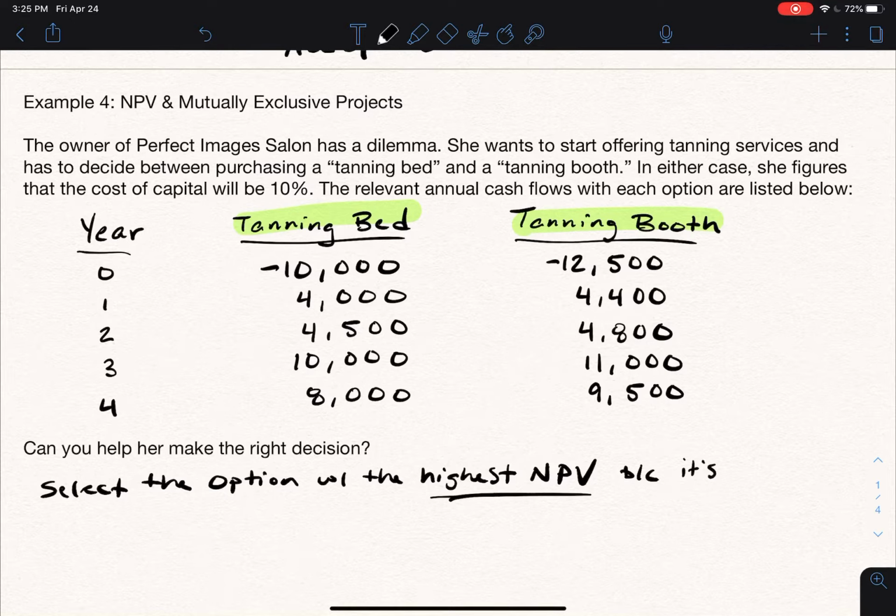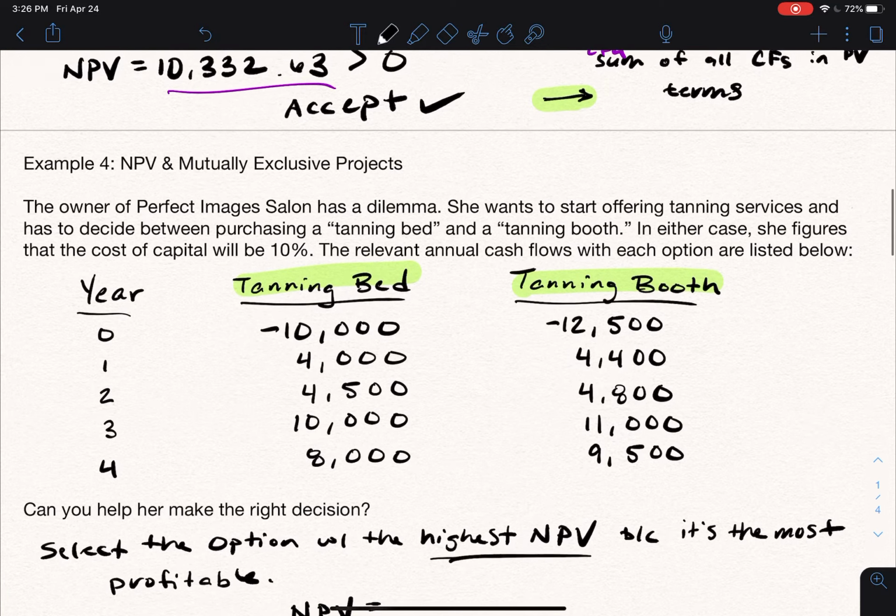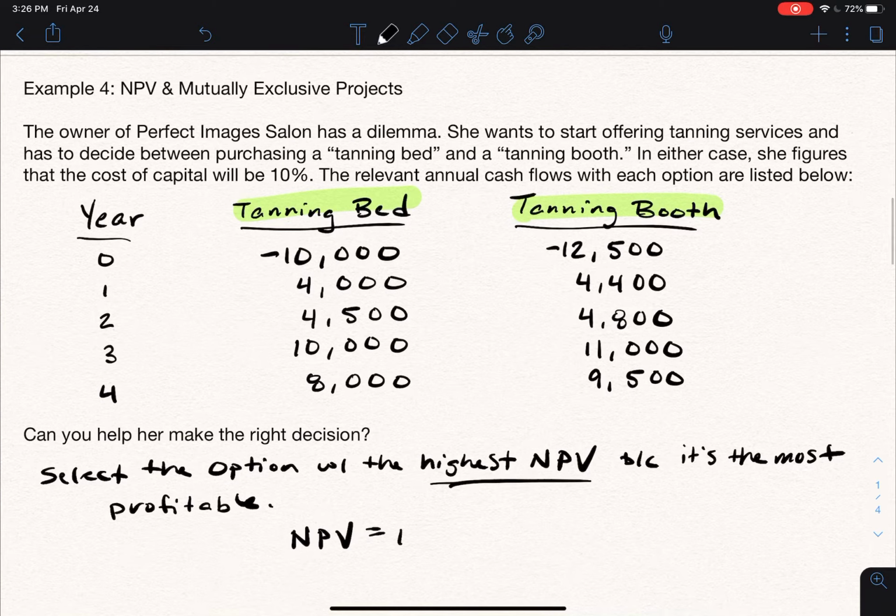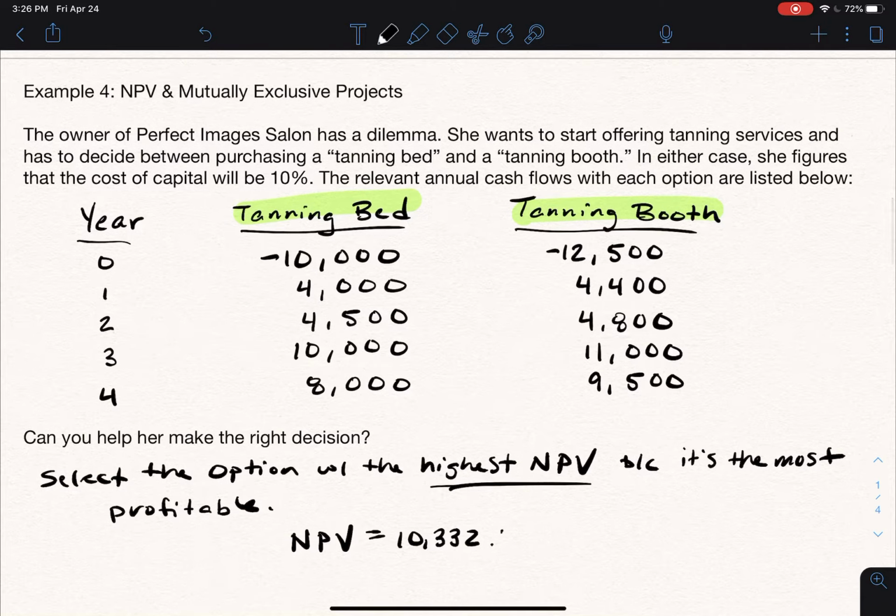Because it's the most profitable, okay? And the neat thing about this example is that we've already calculated the net present value for option A, the first option, the tanning bed. So we know that the net present value for the tanning bed is $10,332 and 63 cents.